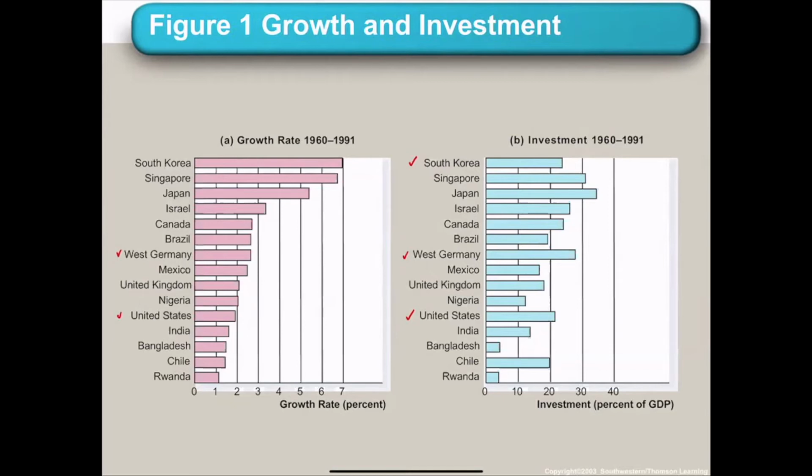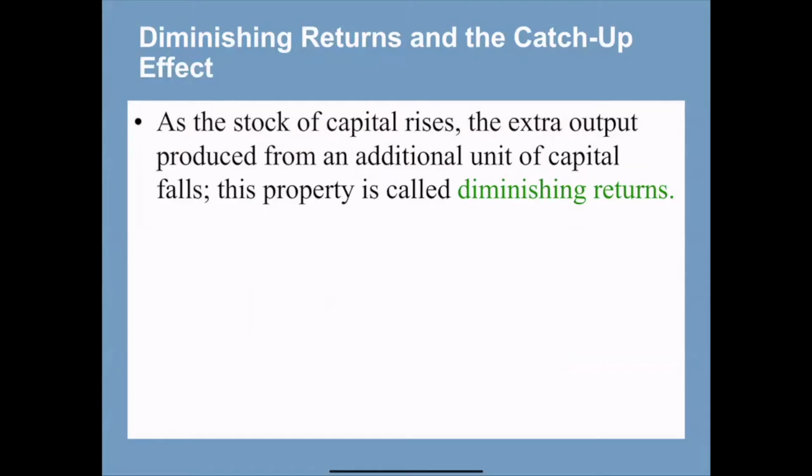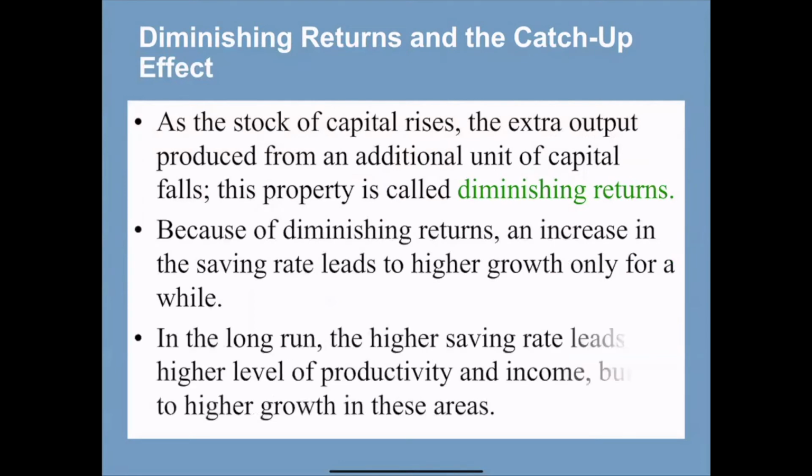What explains this? We use the concept of diminishing returns and the catching-up effect. Diminishing returns is like, as the country has already accumulated a lot of capital and the economy has been developed for a long time, the more additional capital that a country like West Germany or the United States accumulates during those three decades, the less economic growth it translates into.